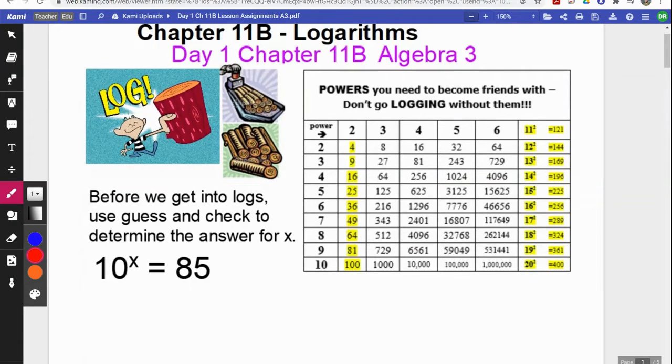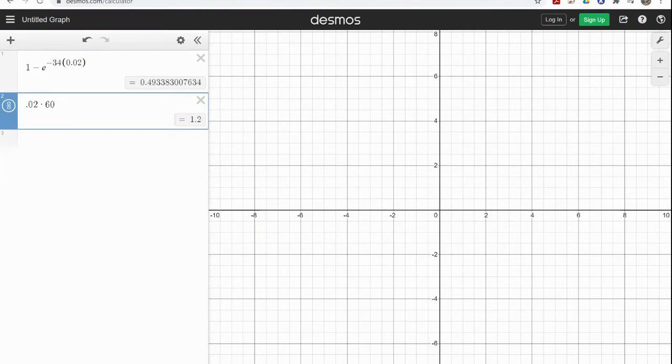But before we get into it, let's just see what this could be. Let's use some logic here. 10 to some power is 85. We know 10 to the first power is 10, and 10 to the second power is 100. Therefore, reasonably, we could assume that this exponent has to be between 1 and 2. So we want to get 85. Let's try it out.